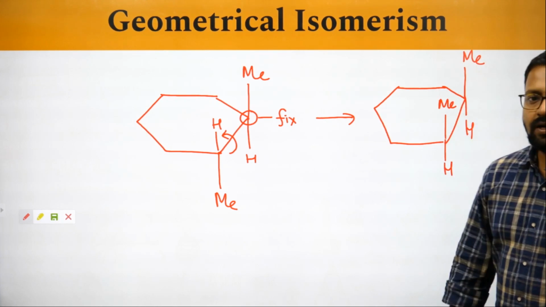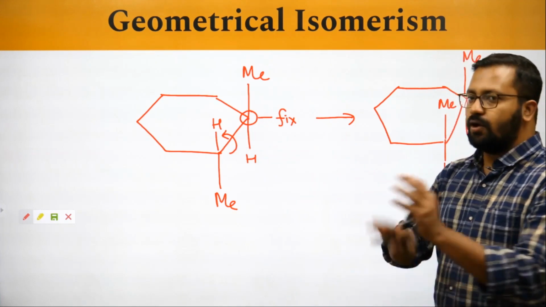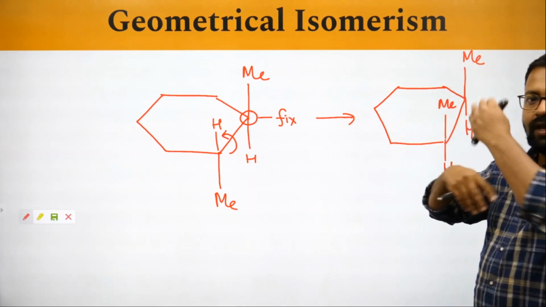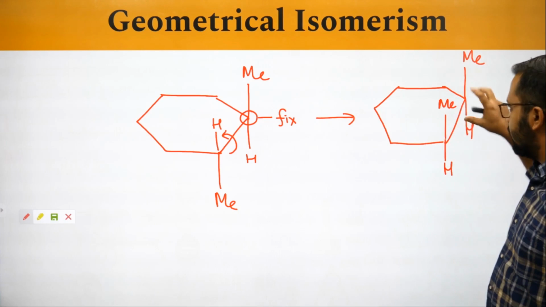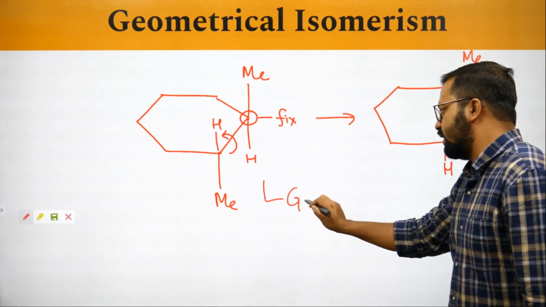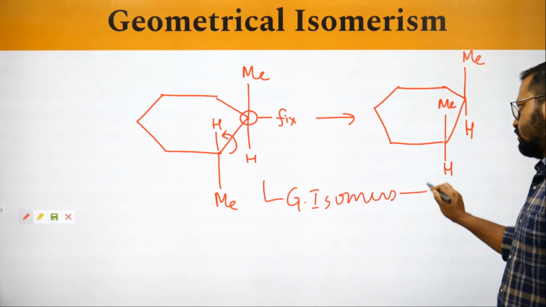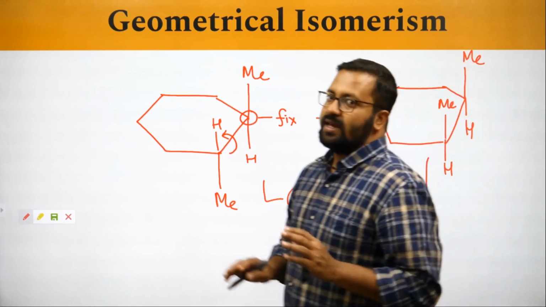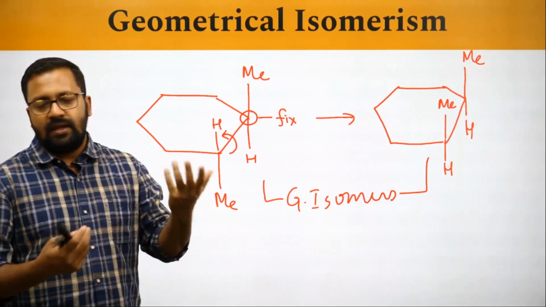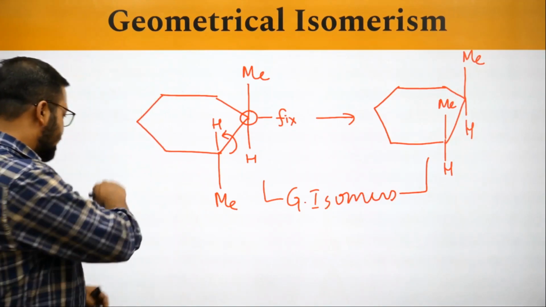Are the two structures different? Yes, that means this rotation is not allowed. This rotation is not allowed, but we are doing a mental rotation. Mentally we are thinking, if it rotated this way, what would form? So, am I getting a different structure? Yes, so both of these are geometrical isomers. This is the concept. This is a very easy concept. Fix one part of the molecule, rotate the other part, you will get geometrical isomers. Let's take a slightly difficult one.